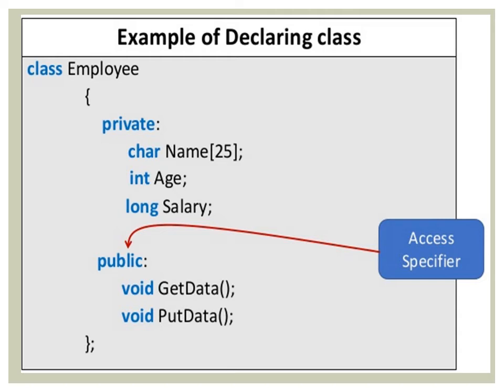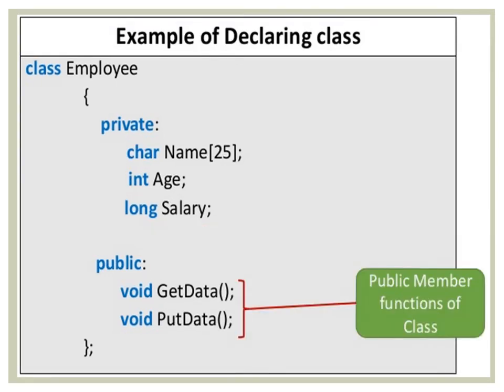So what is publicly? It means it can be accessed anywhere, also outside of the class. Now, class employee, private: char name[25], age and salary are under the private section, and these are the public member functions of the class, which are declared under the public section.